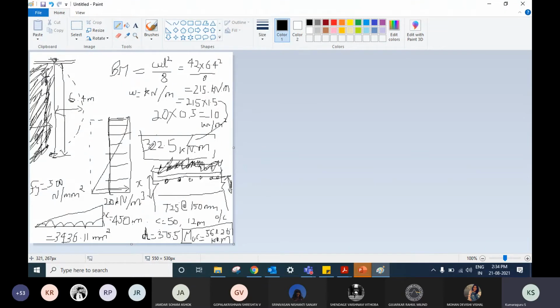Now the demand was 322.5 kilonewton meter. We are surely exceeding the demand, right? That's good. That's how we need to design. Now, how much we are exceeding, that's on us. So a better designer would optimize. What do you mean by optimize? He might reduce the concrete wall thickness or decrease the number of rebars.